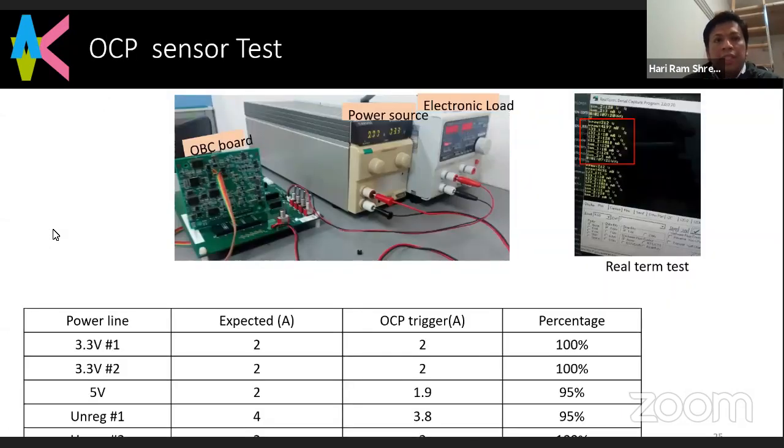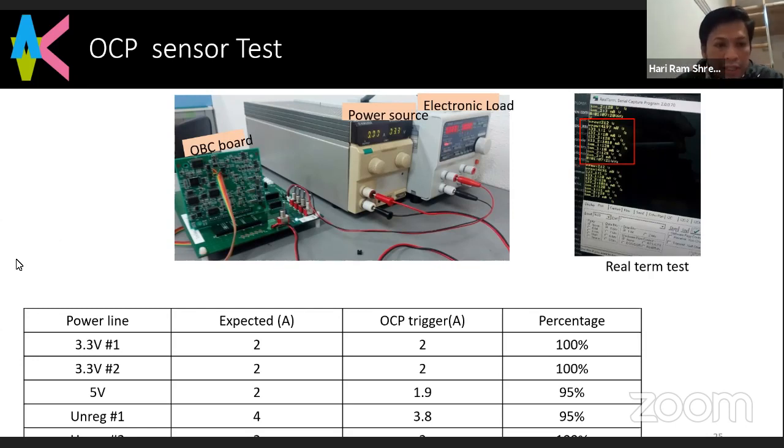This is the OCP sensor test. Because we have a 3.3 volt line and a 5.5 volt line on the regulated voltage line, we need to make sure the OCP sensor is working properly and that it will be triggering or not. For the burner circuit, it has a 4 ampere OCP line, and the others have 2 ampere only, but every line should work properly.